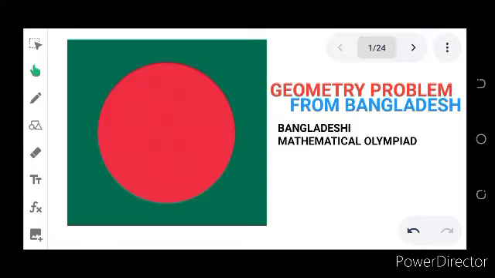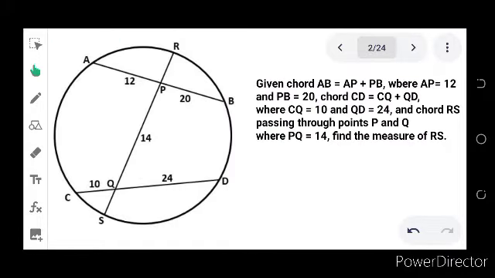And here is the problem. We're given chord AB equals AP plus PB, where AP is equal to 12 and PB is equal to 20. Chord CD equals CQ plus QD, where CQ is equal to 10 and QD is equal to 24. And chord RS passes through points P and Q, where PQ is equal to 14. We're going to find the measure of RS.